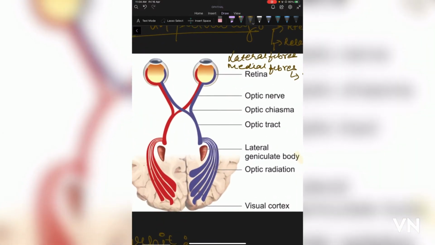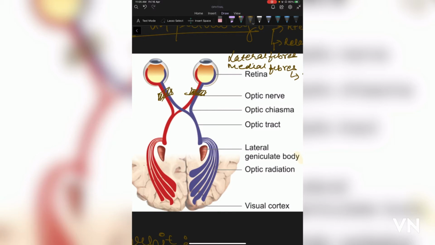because if there is any lesion over here, if there is complete transection, then the vision will be entirely lost in the same eye. So it will be complete anopia, the complete loss of vision. Similarly, here, if there is any lesion, there will be complete anopia in the same eye.